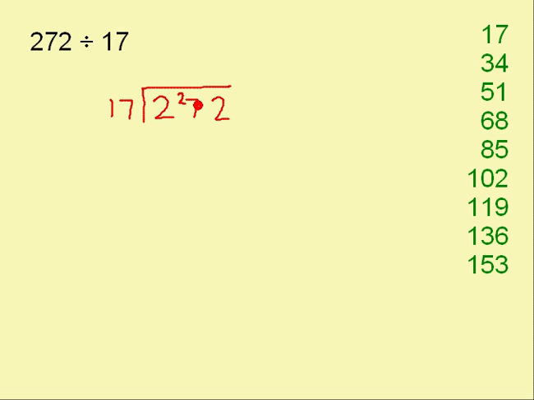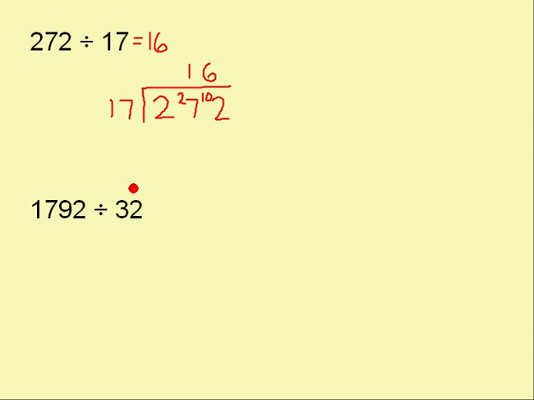Does 17 go into 27? Yes, it does, but only once. That makes 17, so there's a remainder of 10 to get up to the 27. Now, does 17 go into 102? Yes, it does. You can see that it goes in exactly 6 times. So the answer for this question is 16.